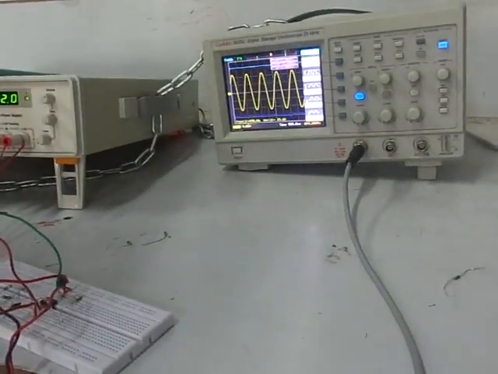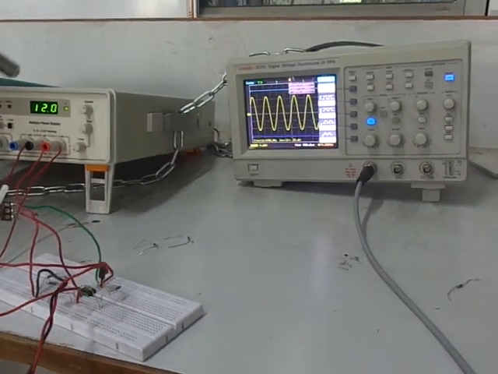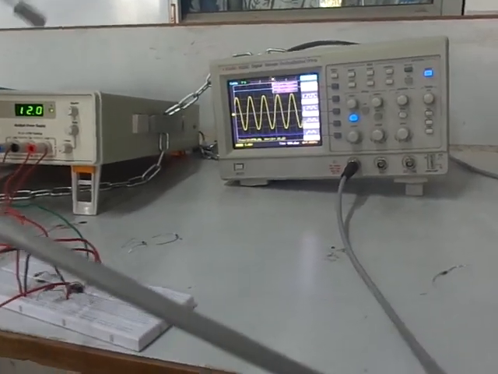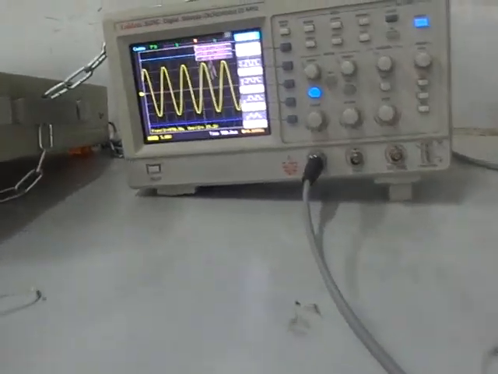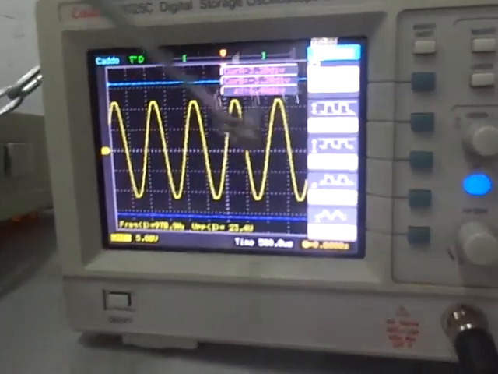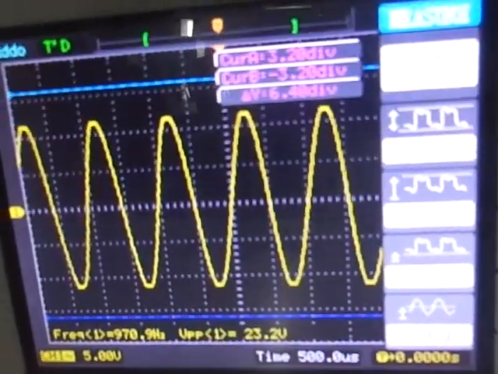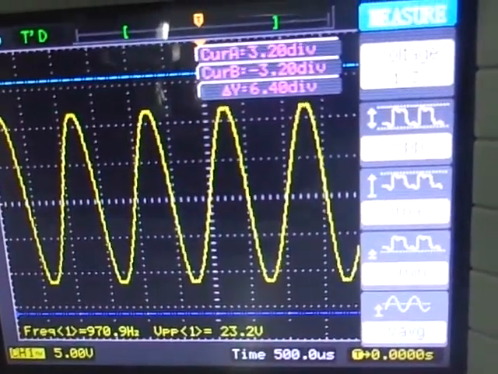Hence, the objective we defined, that is, to design, build and test a Wein bridge oscillator circuit for a frequency of 1 kHz, is achieved here, and you can observe the sine wave signal generated at the output side. Hence, the objective is achieved.